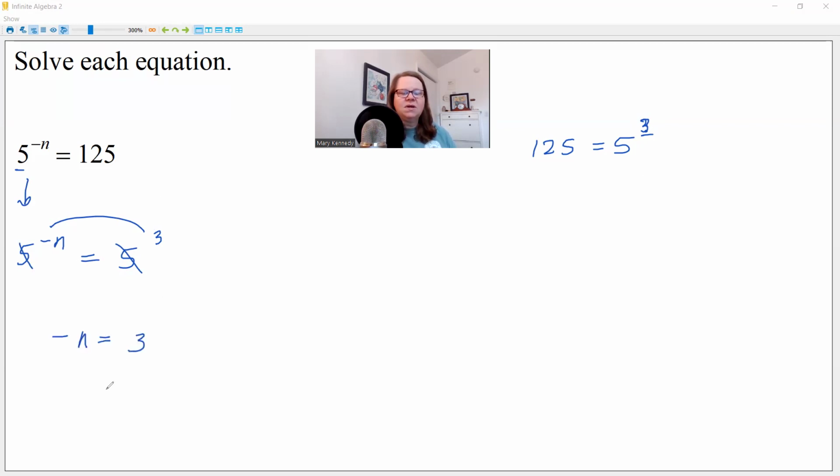Negative n equals 3. Well, that means positive n is going to be -3, but why is that? Because that's a -1n. So if we divide by -1 on both sides, we get positive n equals -3. All right, so that is the value of our variable.